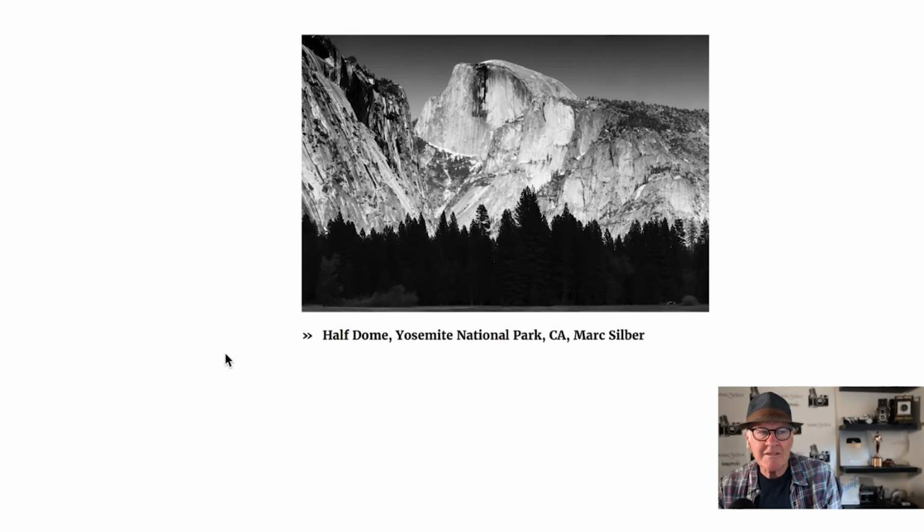Taken from almost the same spot, I wanted the foreground and the background to both be in focus. I wanted the trees to be in focus and I wanted Half Dome to be in focus. So I shot this at probably F16 or 32 or 22. Again, I'm controlling what I want the viewer to see. And it's all about your vision and your communication. That's what you're controlling with your aperture.